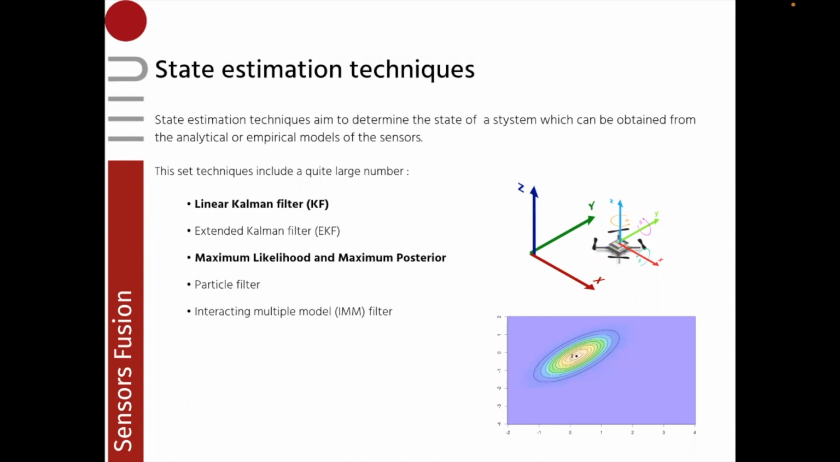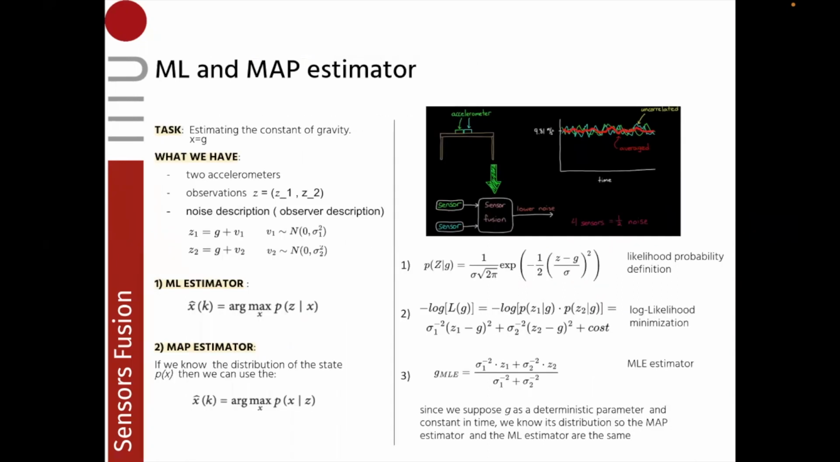These techniques include a large variety of techniques and algorithms, like maximum likelihood and maximum a posteriori estimation, which is quite familiar. I think it's familiar to most of you guys, and the linear Kalman filter. So let's try now to explain the first one of the sensor fusion algorithms of our lecture, the maximum likelihood and the maximum a posteriori estimator.